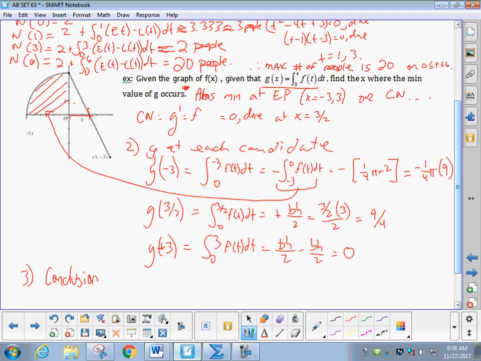Should we say -9π/4? The x. And so what's our answer? -3. Okay. The minimum value of g occurs at x equal -3. They didn't ask in this case what is the minimum value. They just said where is the minimum value.